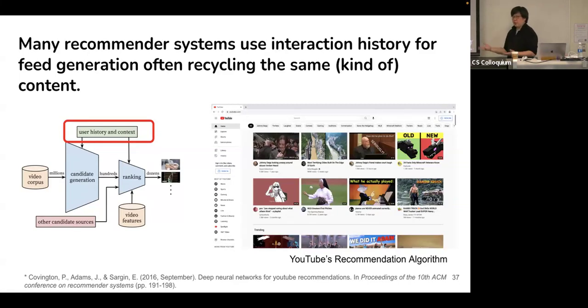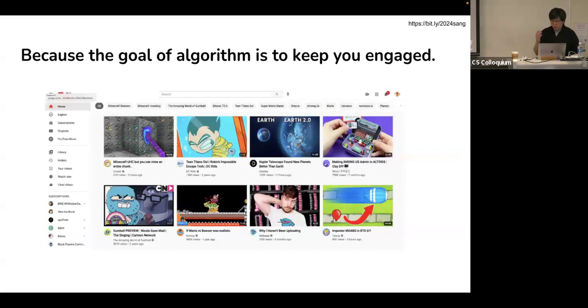So obviously, this filter bubble is not a good thing, right? But why do we have this filter bubble? It's because the companies' motivation is to keep you engaged with the content. Their financial motivation is to keep you on the platform as long as possible.